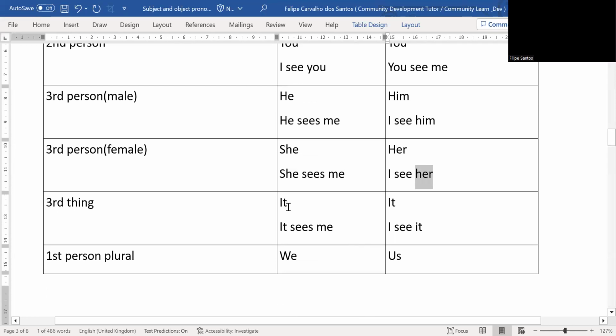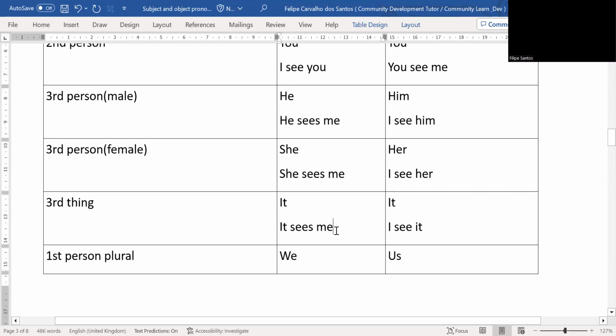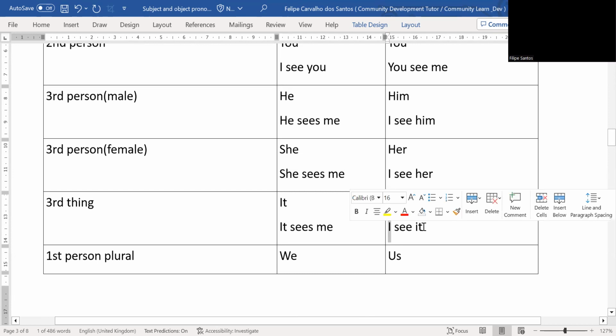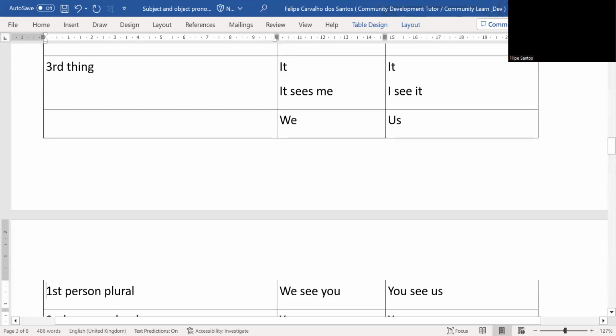It sees me. Maybe the cat. The cat sees me and it ran away. I see it. I, Philip, I see the cat. I see the cat. I see it. Okay, let's have a look at that one.